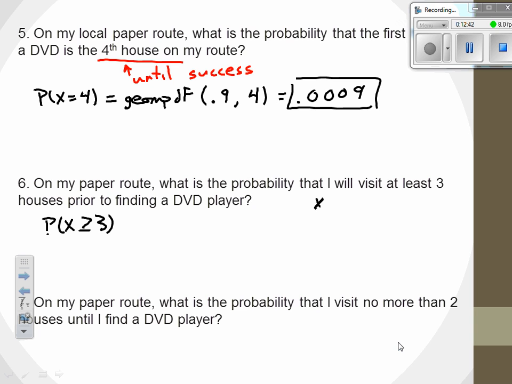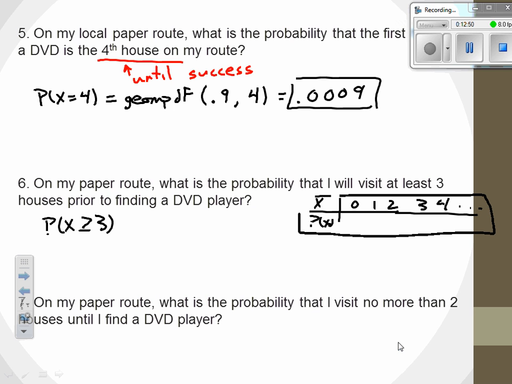What's the opposite? If we think about this for just a minute, what's the opposite? 0, 1, 2, 3, 4. The problem with this here, again, geometric, is there's no end in sight. It could keep going on and on forever. It could be the 4th house, 5th house, 6th house, 7th house, 8th house. Well, at least 3. So what's the opposite of at least 3? At least 3 would be everything this way. So the opposite would be 1 minus the probability that x is less than or equal to 2.